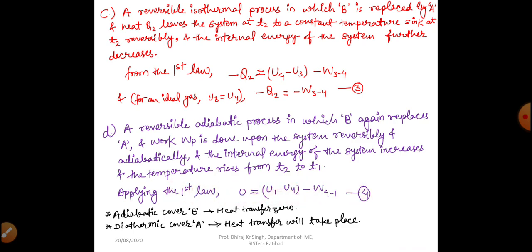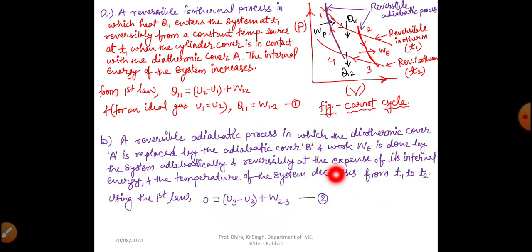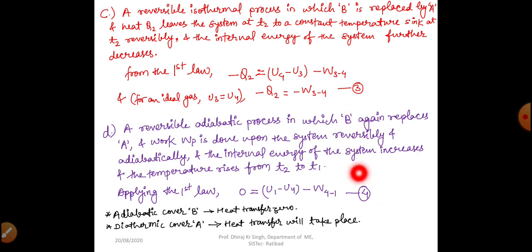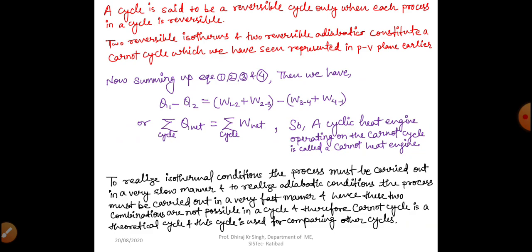So now we can see we have 4 equations: equation number 1, equation number 2, equation number 3 and equation number 4. When we add these 4 equations, we get a cyclic heat engine. A cycle is said to be a reversible cycle only when each process in the cycle is reversible. If each process of the cycle is reversible, then the cycle can be called a reversible cycle. So 2 reversible isothermal processes and 2 reversible adiabatic processes constitute a Carnot cycle, which we have seen represented in the PV plane earlier.